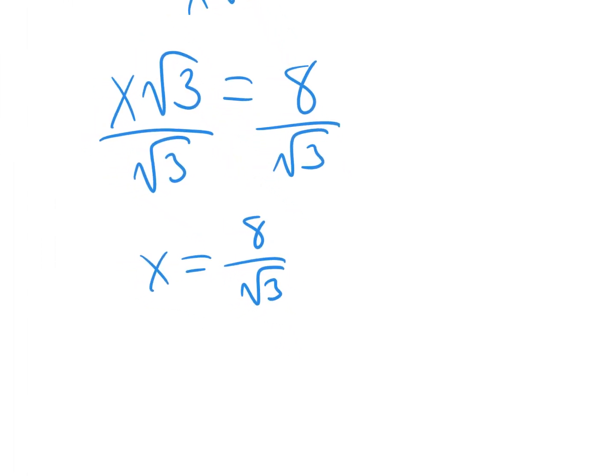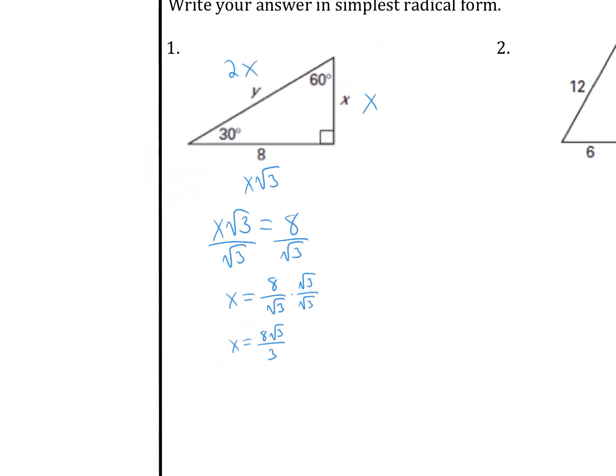How do we rationalize it? Well, we multiply top and bottom by square root of 3 to cancel that out. So that's going to give us x equals 8 square root of 3 over 3. Okay, so that's x. So now we found what x is equal to, which is that leg right there. Okay, so that's one of the things.